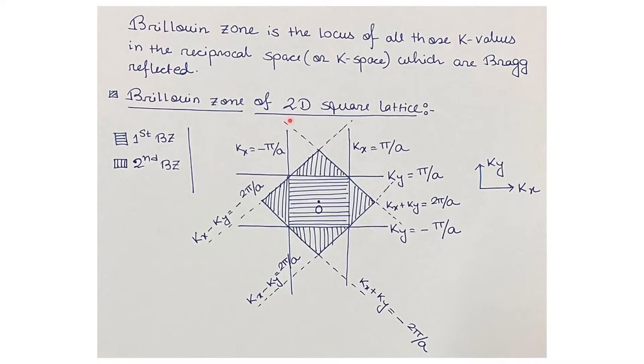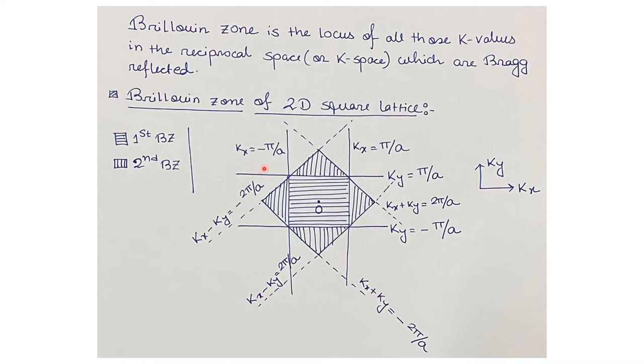So you can see here a schematic which is basically describing the first and second Brillouin zone of a 2D square lattice having lattice constant a. So let us understand how we can describe the first and second Brillouin zone from this schematic. You can see here a square region which is shaded by the horizontal lines, and origin is at the middle of the square. So this square region is basically bounded by 4 straight lines.